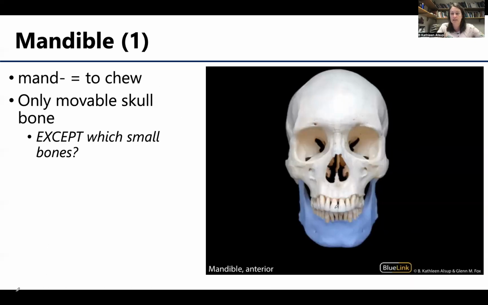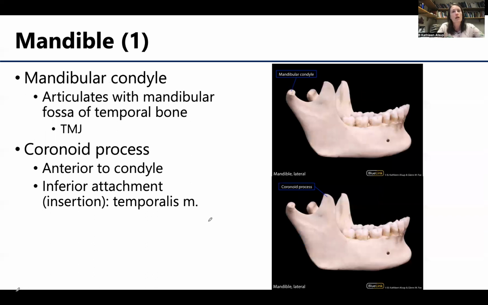And obviously, similar to how we had those maxillary teeth associated with the maxilla, you're going to have mandibular teeth associated with the mandible. There are a few structures I want you to know on the mandible. This whole area right here is called the ramus of the mandible. It just means the more vertical part of the bone. Let's differentiate from the body here. And there's two things on the ramus I want you to be able to identify.